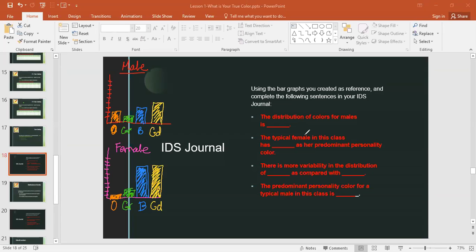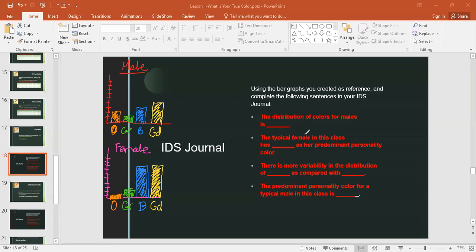So I'm going to give you guys distribution. Great question, Val. What do I mean by distribution? Distribution is how the data is dispersed, how the data is spread out. So you're telling me how the data is given to us. How is the data dispersed?